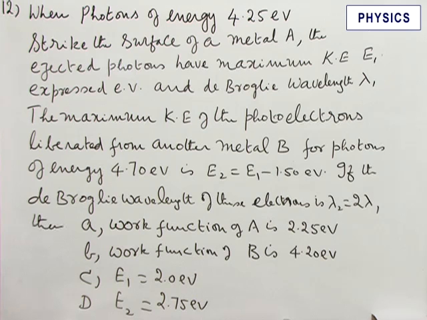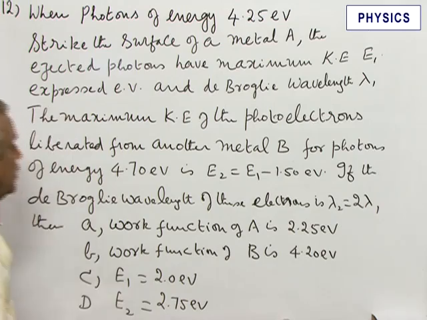The maximum kinetic energy of photoelectrons liberated from another metal B for photons of energy 4.70 electron volt is E2, which is equal to E1 minus 1.50 electron volt. If the de Broglie wavelength of these electrons is lambda 2 equal to 2 lambda 1, then four options are given. Work function of A is 2.25 electron volt, then work function of B is 4.2 electron volt, E1 is equal to 2 electron volt, E2 is equal to 2.75 electron volt.